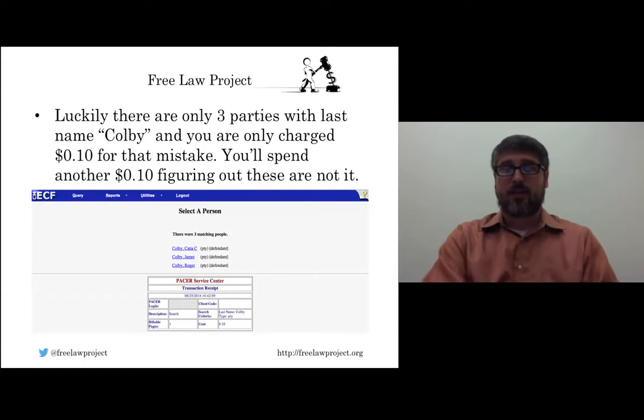When you're just browsing around most of PACER, that you're going to be charged is not clear from any interstitial warning page saying, you're about to be charged 10 cents. Are you sure? That does not happen until you get to documents themselves. If you did click through on each of these 3 Colbys, you're going to spend another 10 cents figuring out that these are not the Colby versus O'Malley case.